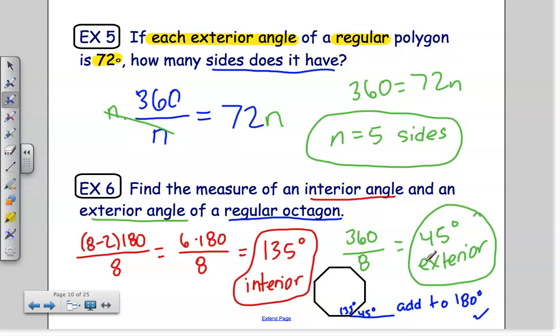So today, working with angle measures in polygons, looking at interior angle measures and exterior angle measures, and then finding each of those angle measures when it's a regular polygon as well.